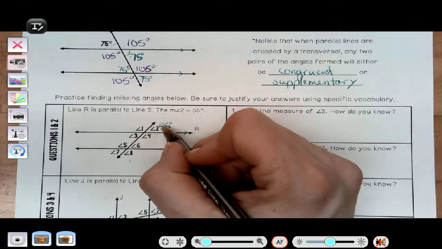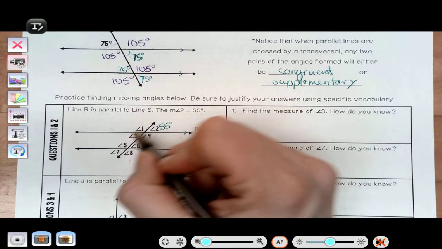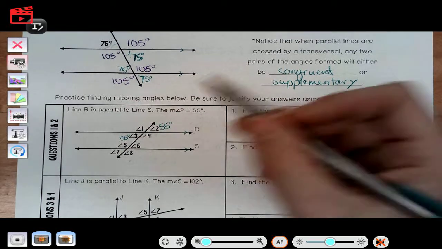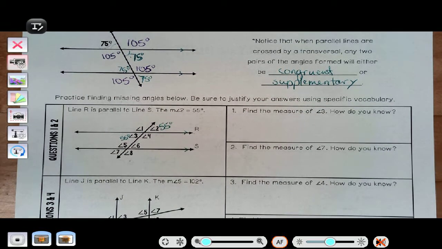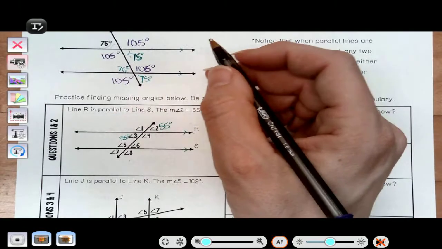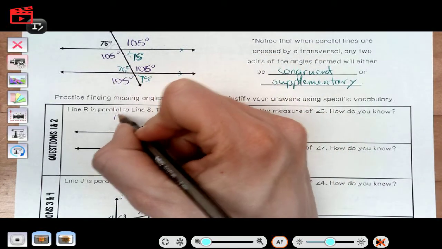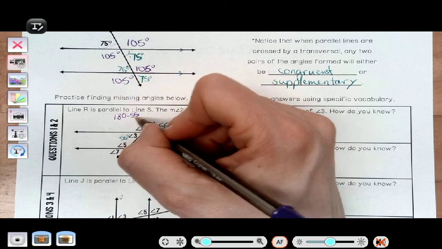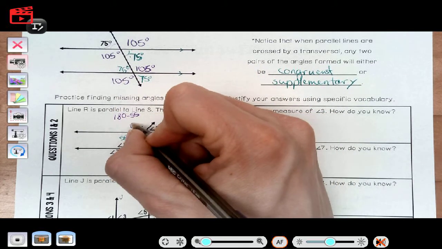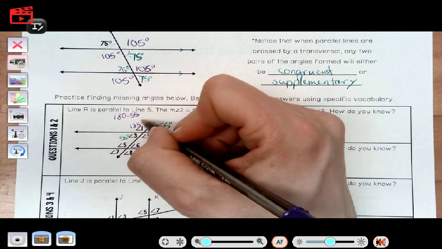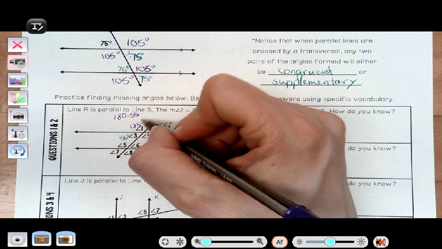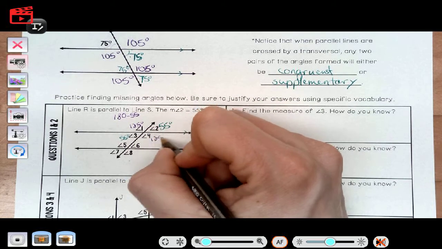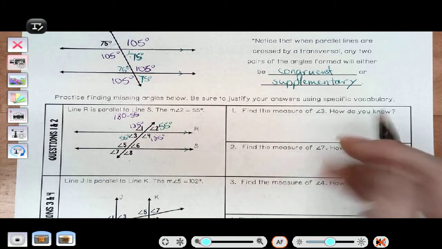Well, if 2 is 55 degrees, 3 has to be 55 degrees. 1 here has to be 180 minus 55, which is 125, I believe. Let's see. If I added these together, yes. Okay, which means this would be 125. Okay, and I could keep going from there, but let's go over to our questions now.